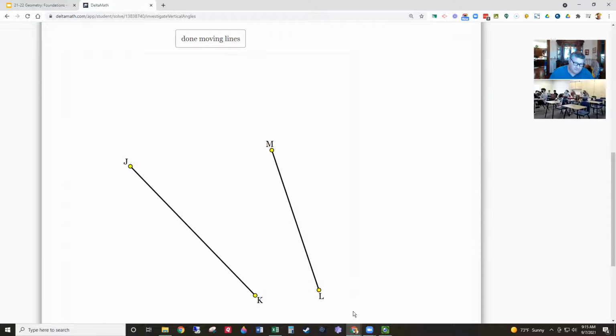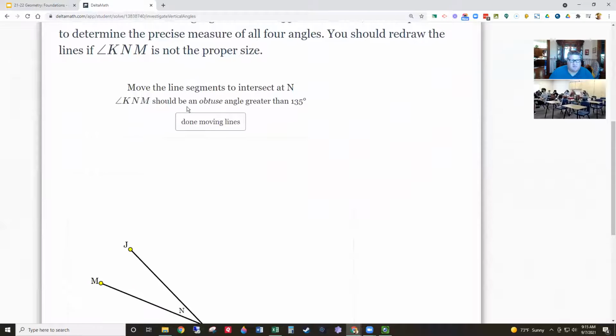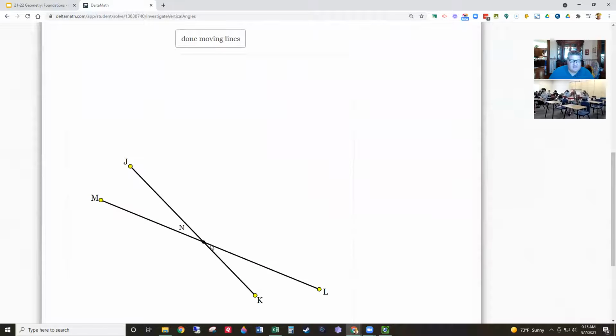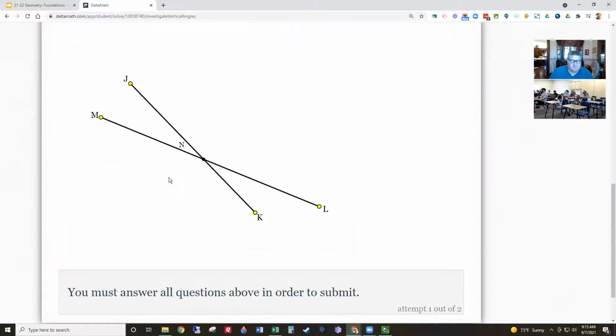Pick a point. M. Do they now intersect? Yes. Good. Let the intersection point be called N. Make the lines intersect in such a way that KNM is obtuse. Is this angle here obtuse? Yes, looks good. Greater than 135.